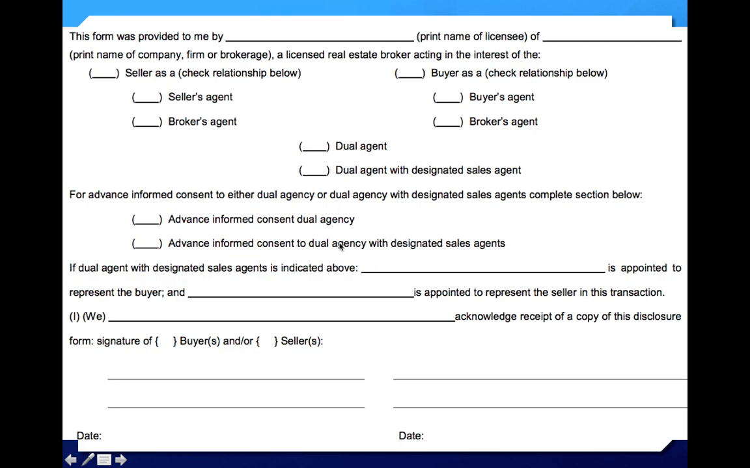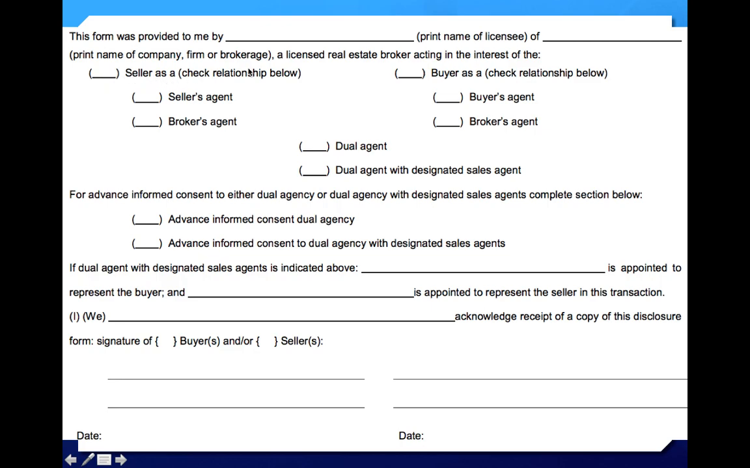So if you walk in to an open house, for example, the box that should be checked off by the agent that greets you is the seller, right? Because when you're walking in, the listing agent, if they are the listing agent, is representing the seller. They have the seller's best interest at hand. They want to get the seller the best possible price, the best possible terms in the seller's interest, okay?